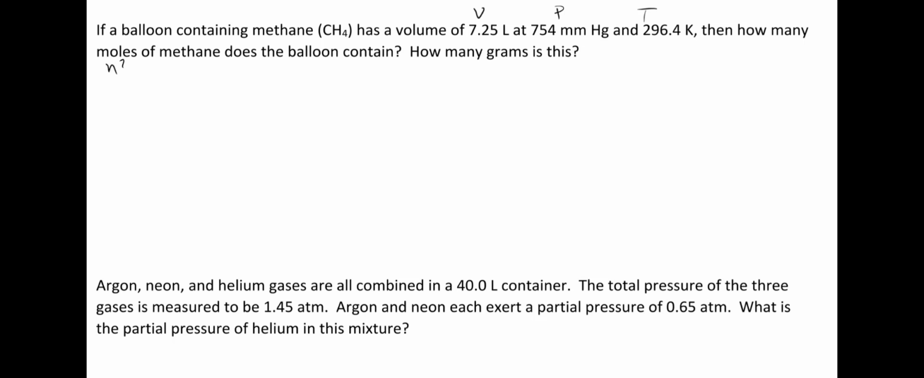So moles is n. And I want to know how many grams that is, which is the mass, which is not in the equation. So I'll have to find that using the methods that we learned in Chapter 5. Are we okay to go? No. Pressure is not in the right units. We said it needs to be in atmospheres for using the ideal gas law. So let's convert the pressure first. So we have 754 millimeters of mercury.